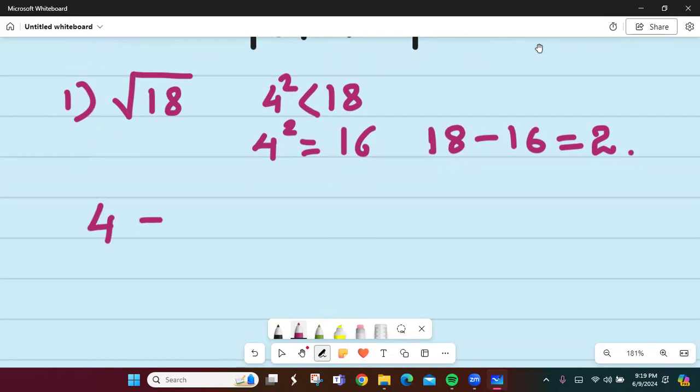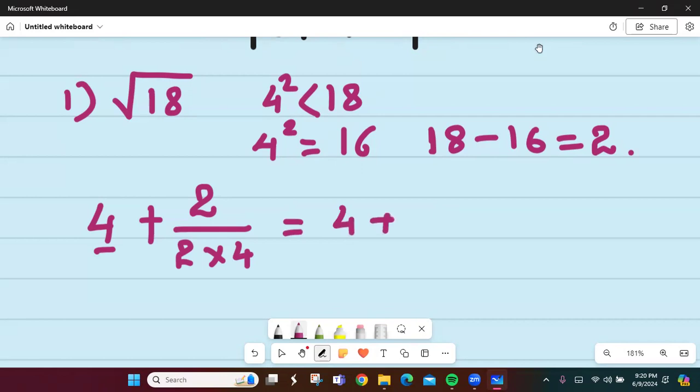Now 4 square is 16 and 16 is less than 18, so write a plus sign here. The difference between 18 and 16 is 2, so we write that in the numerator, divided by 2 and again multiplied by this 4, which will give you 4 plus 2 upon 8, or 1 upon 4. So the approximate square root of this number will be 4.25.